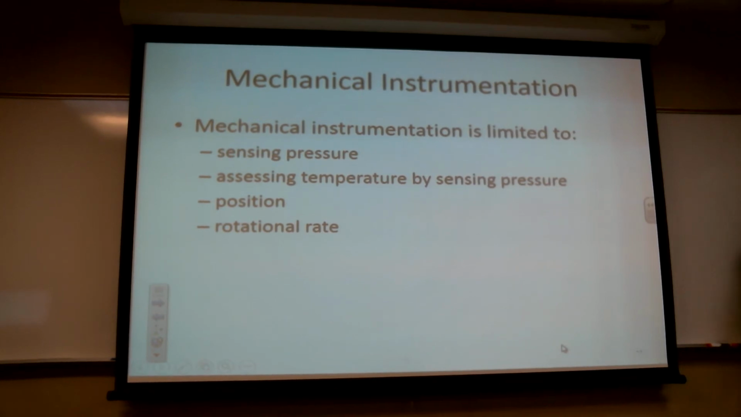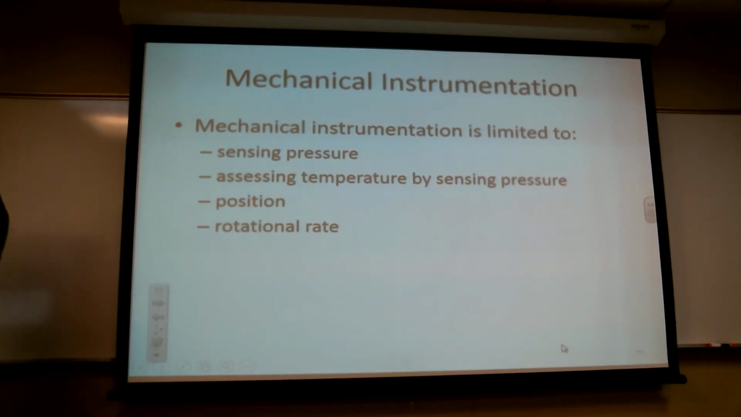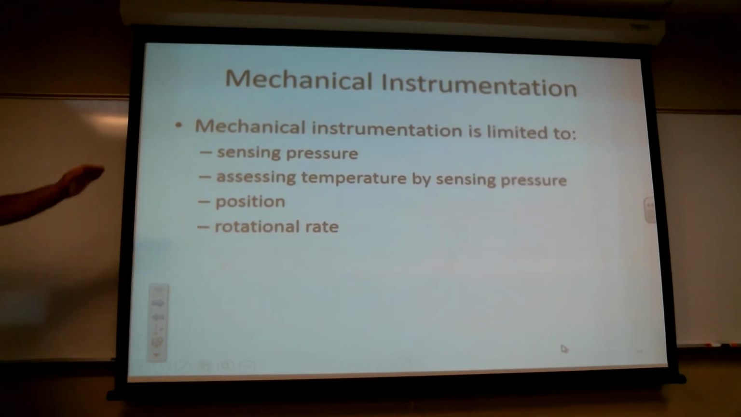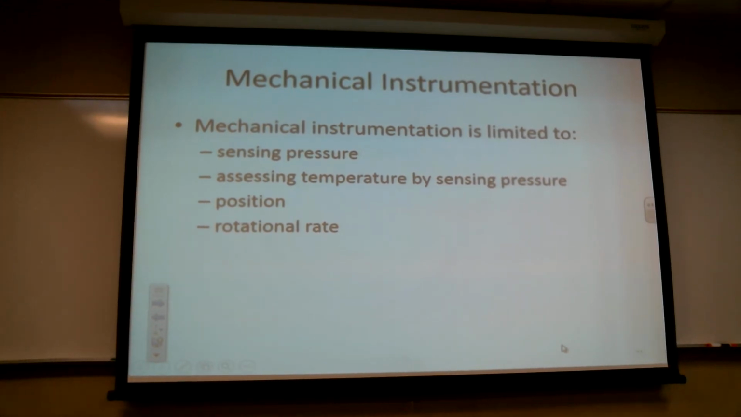Another way is we could make an enclosed chamber that feeds a little capillary tube out to an aneroid bellows, and as you heat that chamber up or let it cool down, that will cause the aneroid bellows to deflect or expand or contract. So we can use pressure to assess temperature. We can use physical position switches to tell us where things are. And rotation, we can do in a couple of different ways, which we'll talk about.